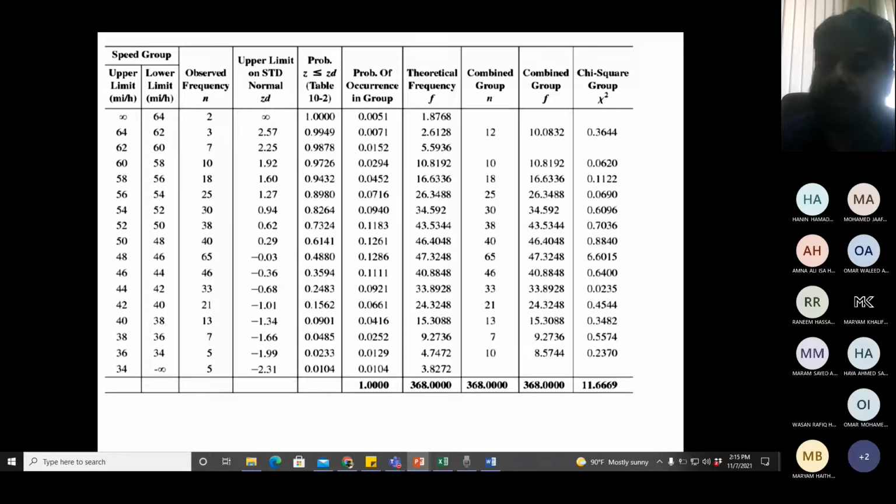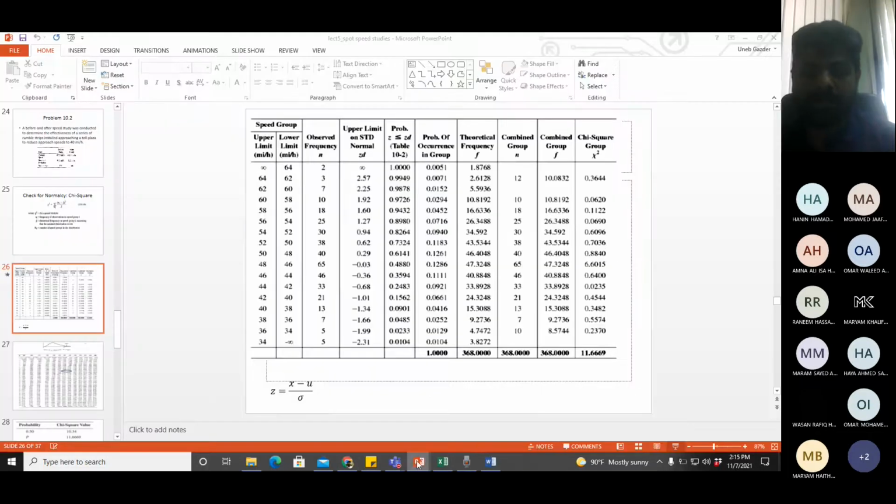Okay, so degrees of freedom will be 14 minus 3. For this data set, degrees of freedom will be 14 minus 3, which is 11. Okay, so we have 11 degrees of freedom. Okay, now tell me the next step.